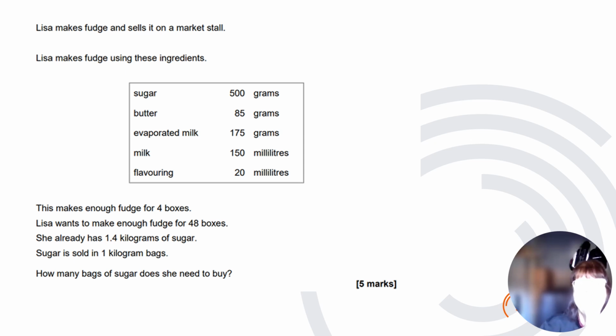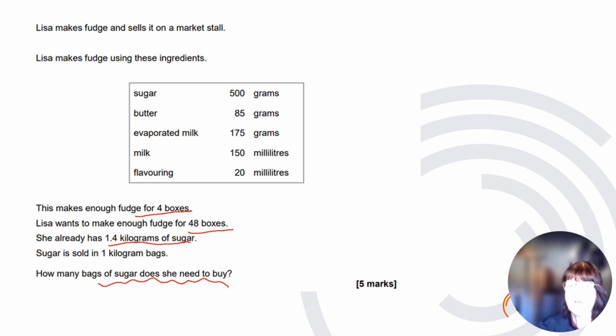Okay, let's see if we can work out this question. Lisa makes fudge and sells it on a market stall. Lisa makes fudge using these ingredients: sugar 500 grams, butter 85 grams, and so on. This is enough fudge for 4 boxes. Lisa wants to make enough fudge for 48 boxes, and she already has 1.4 kilograms of sugar, and it's sold in 1 kilogram bags. What we want to know is how many bags of sugar she needs.